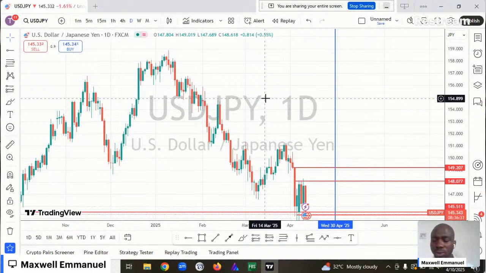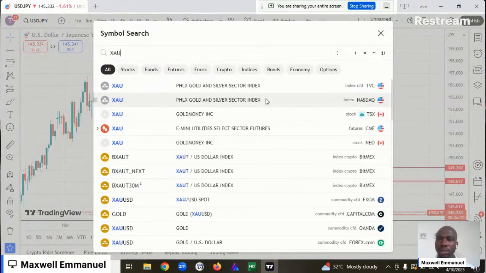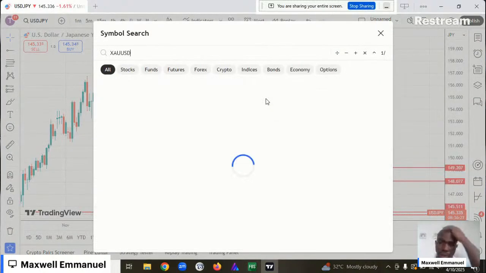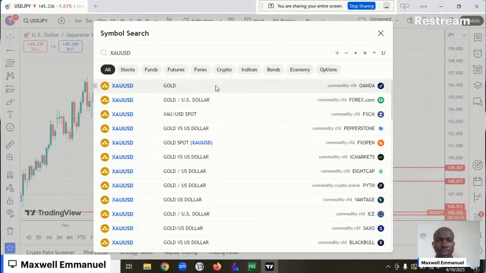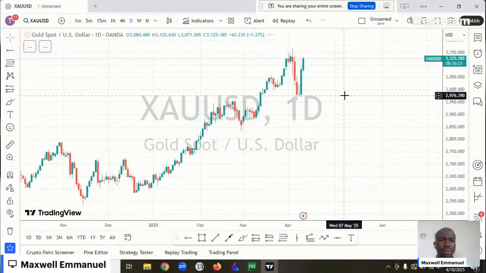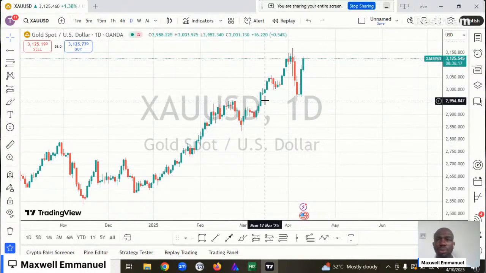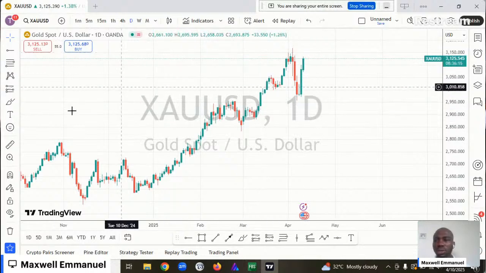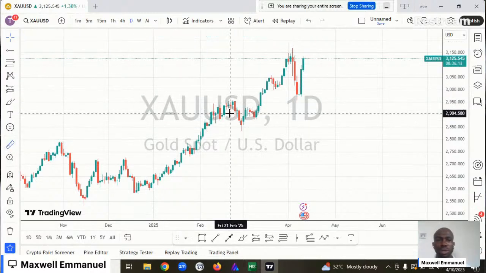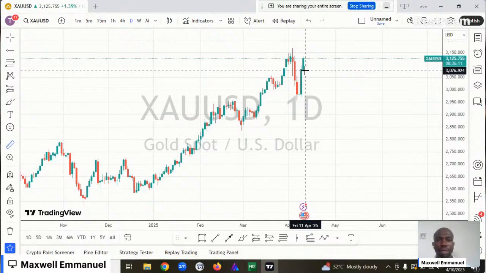Okay, let's look at gold. Gold has been bullish, strongly bullish. If you had bought gold today, let's see from the opening.